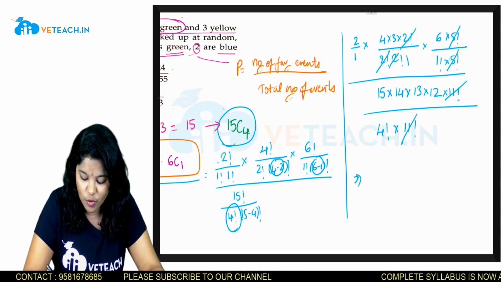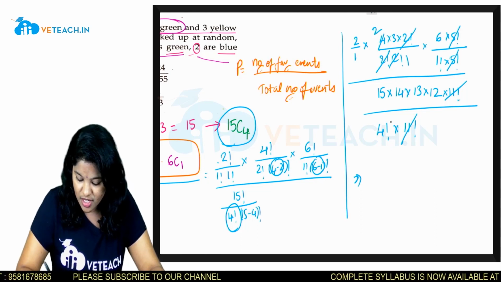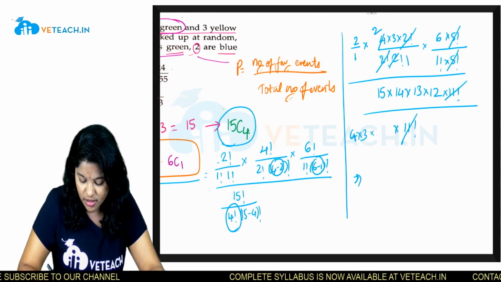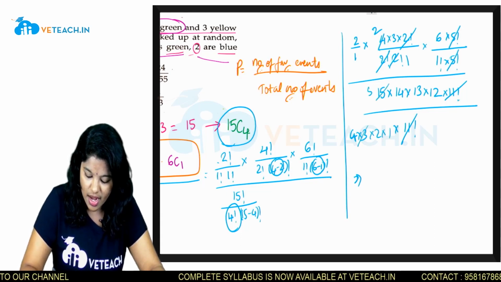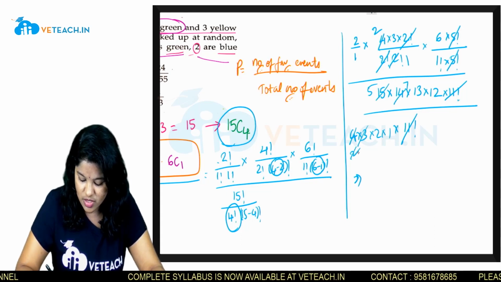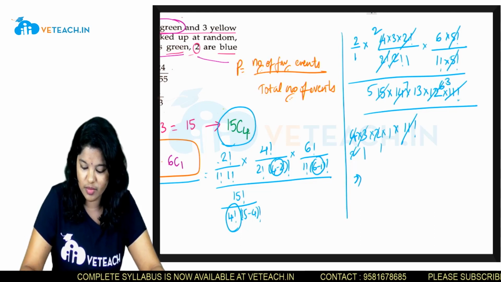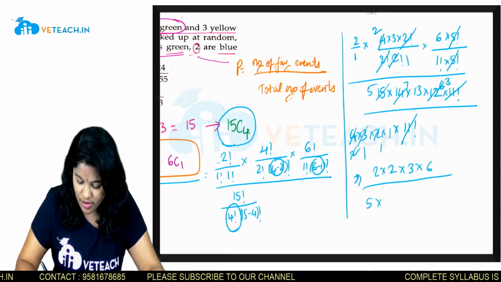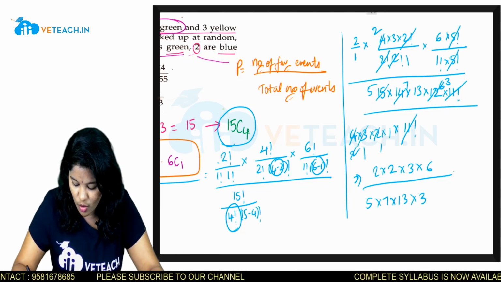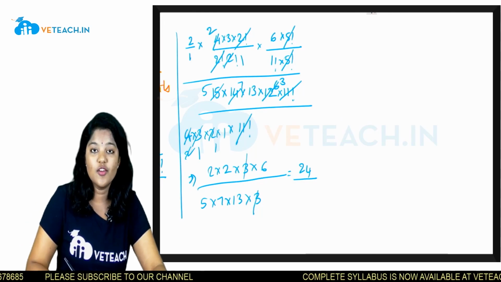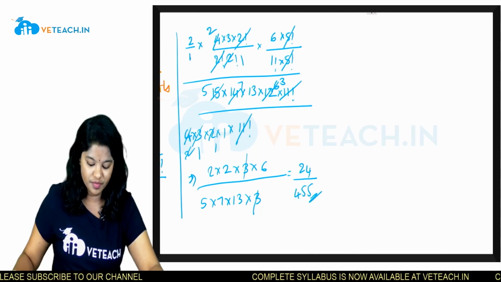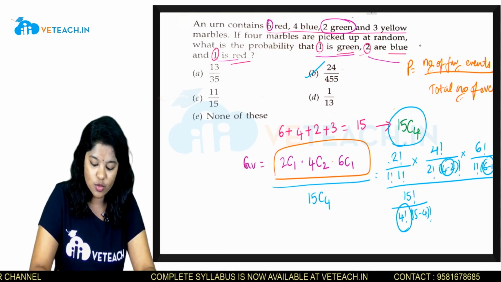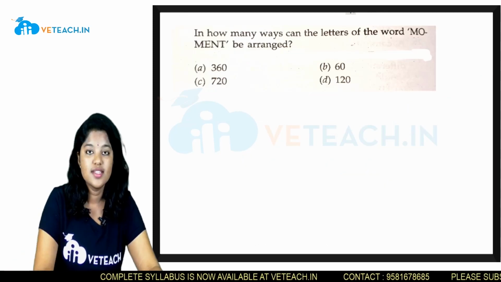So here 2 factorial means 2 ones are 2, 4 twos are 8. Here 4 factorial means we will get 24. So rewrite this 4 factorial as 4 into 3 into 2 into 1. So we will get 2 into 2 into 3 into 6 in the numerator, divided by 5 into 7 into 13 into 3 in the denominator. So again we can cancel 3 and 3. So in total you will be getting 24/455 as our answer. So option B, 24/455 is our answer. So with probability 24/455, we can pick 1 green, 2 blue and 1 red marbles out of the given number of marbles. See the next question here.